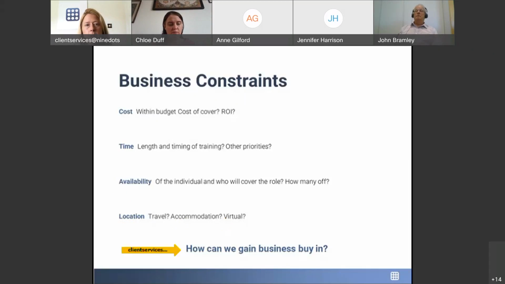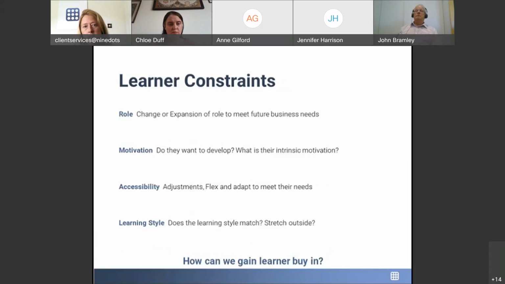Okay. And then the other side is the learner. So we need to make sure about the actual role. Does the learner need this training because something's changed, or is the role growing? Do we need to have new business needs met as well? So making sure it's the right thing for the person: their knowledge, skills and behaviours.